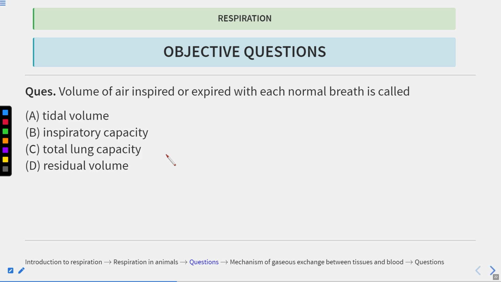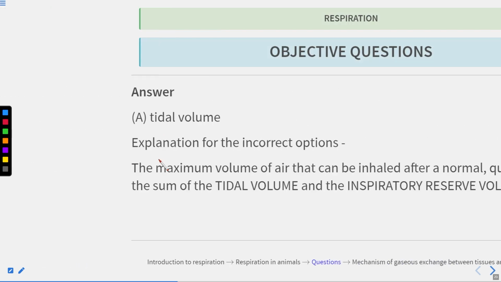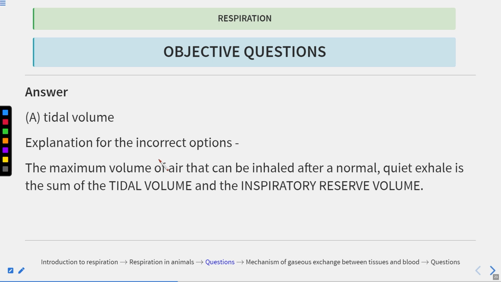Now let's have a look at the options. First option is the tidal volume. Second option is the inspiratory capacity. Third option is the total lung capacity. And fourth option is the residual volume. All right, now let's have a look at the answer. The answer is option number A, tidal volume. You already know what tidal volume is now.